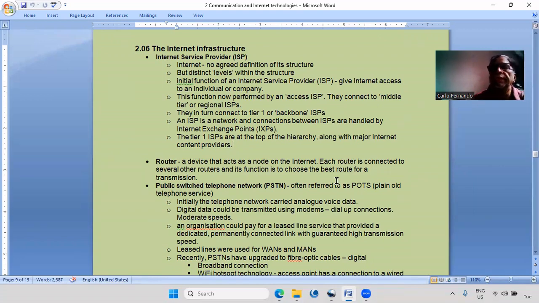So if you want to send an email to someone, there are different routes. And how do you find the best route, and who finds it? That is why it's called a router. Finding the best route. Public Switch Telephone Network, PSTN, often referred to as POTS, which stands for Plain Old Telephone Service.